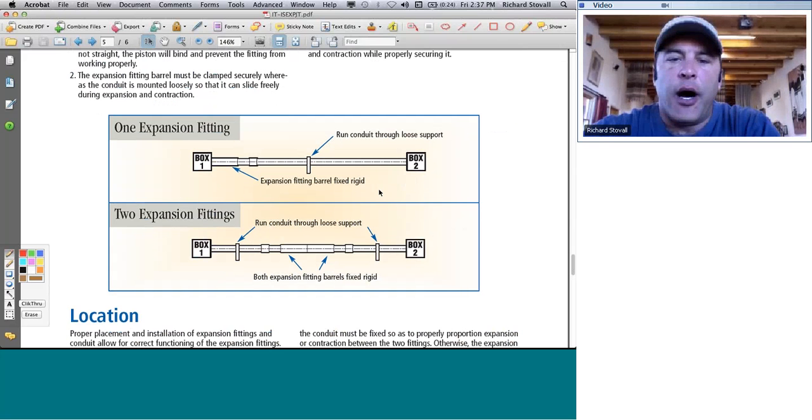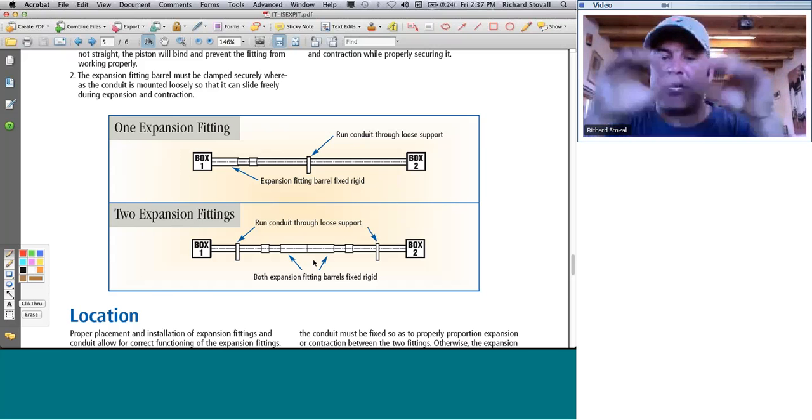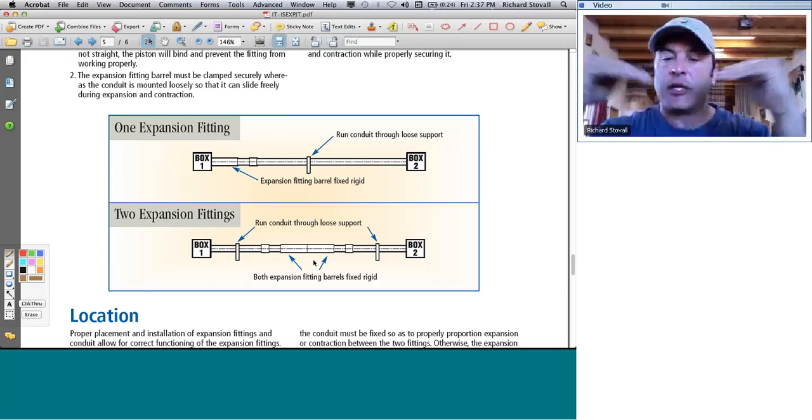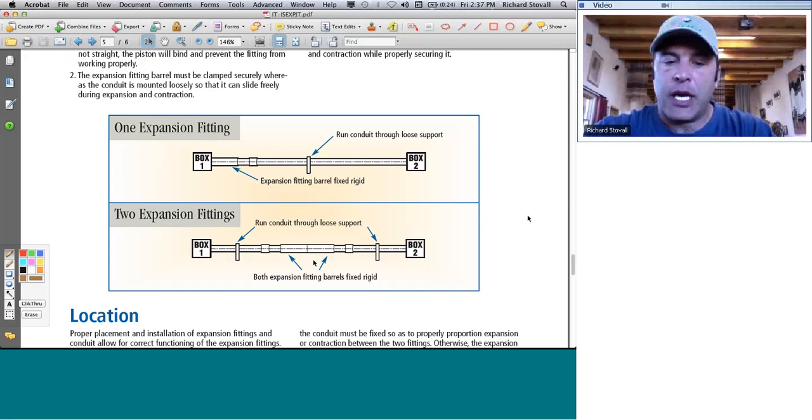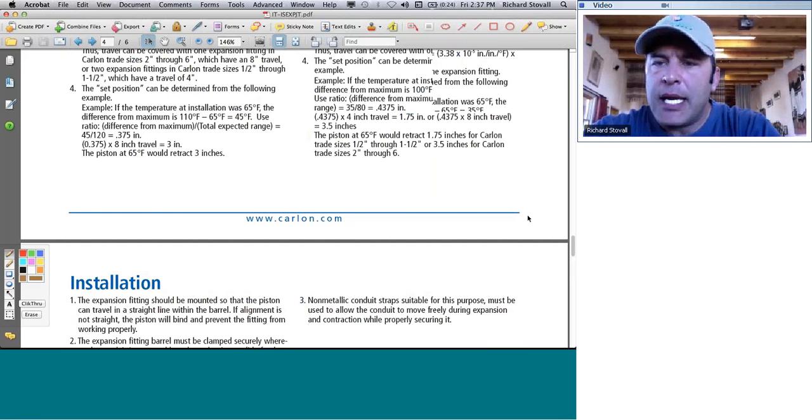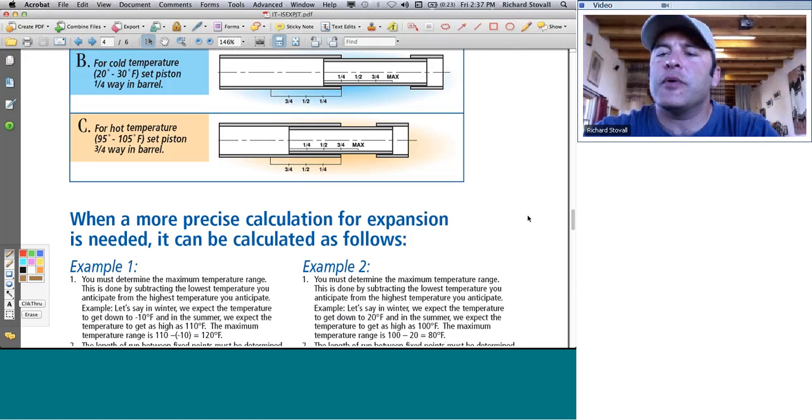If you're just using one expansion fitting between two fixed objects, then you would fix the female side, lock down the barrel side, but allow the conduit to run through support fittings that are loose to allow for that expansion and contraction, okay? And then here's a great diagram that shows two expansion fittings, and you would lock down the barrels, make them fixed and rigid, have them back to back, and then allow loose fittings for the supports to allow the conduit to move back and forth, okay? One note that they make, and I'll just point this out, and then I think we will have said everything we need to say about this.